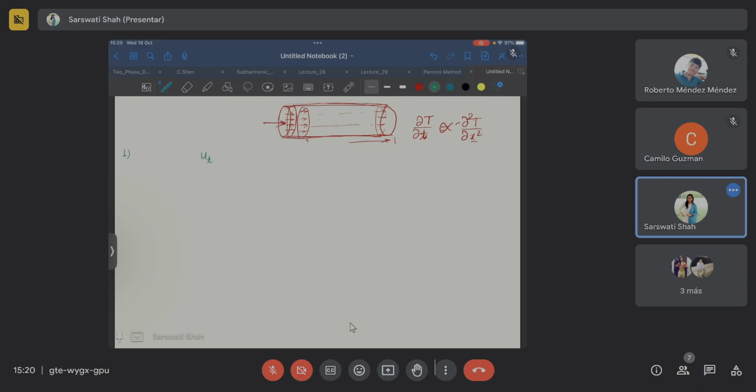So u_t minus Laplacian of u equals 0. This is known as your homogeneous heat equation. And the second, u_t minus Laplacian of u equals f. This is known as the non-homogeneous heat equation. Here t is greater than 0 and x is the space variable.